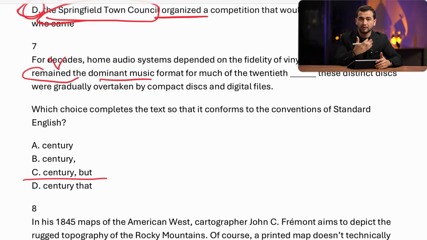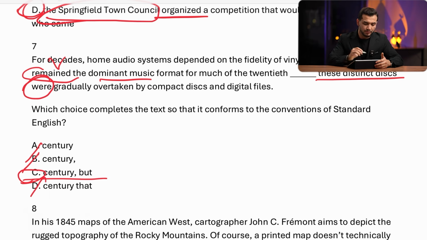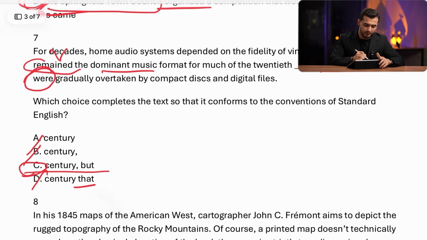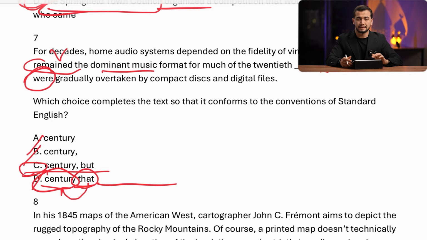So in the first part we do have, but we still have to make sure the second part is independent as well. Well, these distinct discs were gradually. So we have two independent clauses, and I just choose C and move on. Because the rest cannot link two independent clauses, guys. That's all. Well, you might be curious, what about D option, right? What about that clause? In some cases it can link, but imagine that clause links the next idea to the previous noun, but century, that these distinct discs, it doesn't make any sense.